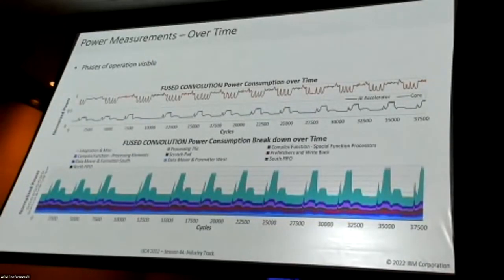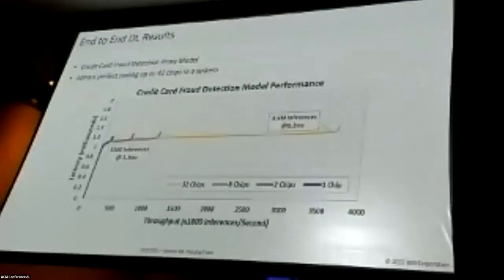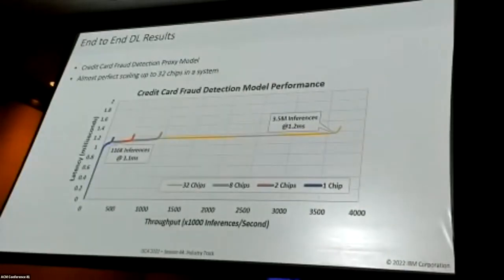We clearly see, of course, a pattern as we work in tiles when computing results and we need to reload weights. This is visible, but was not a problem in our experiment. We also ran end-to-end results using, for example, in this case, a credit card fraud detection model. This is a multi-layer RNN model. And we see that running on one core, this is the blue curve, we have around 1.1 milliseconds execution time and can handle more than 116K inferences.